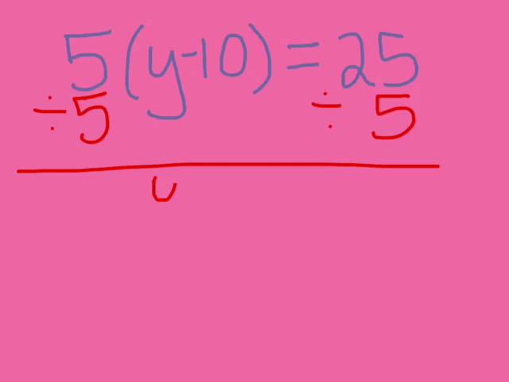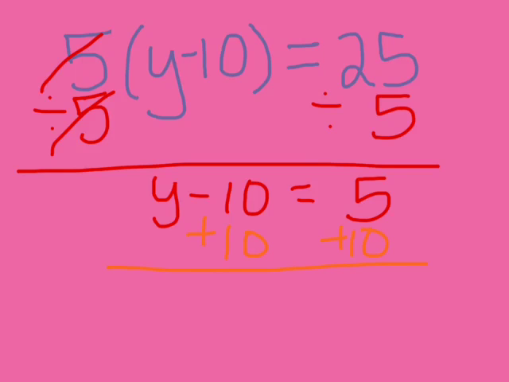And we will get y minus 10 on the left because I was just undoing the times 5. And we will get 5 on the right. And now I still have a minus 10 with my y. And how do I undo minus 10? I undo that with a plus 10. So I'm going to add 10 to both sides of my equation. What I do to one side, I have to do the other. And on the left, I end up with a y. And on the right, 5 plus 10 gives me 15. So the y value that makes this equation true is y must be 15.